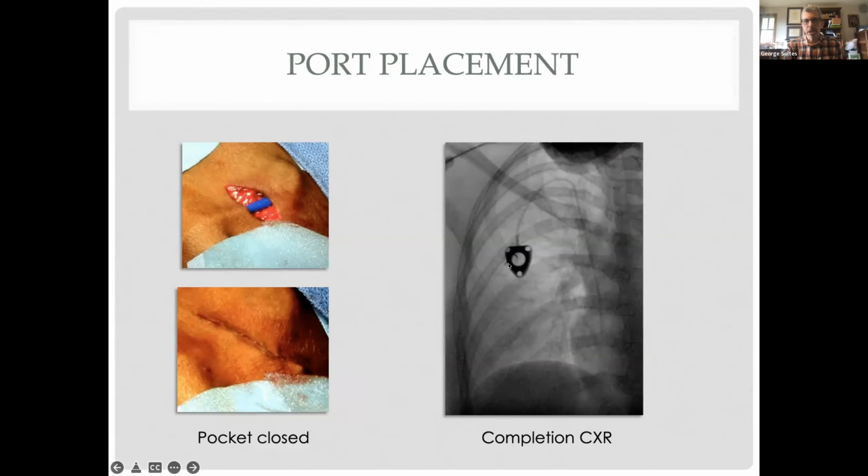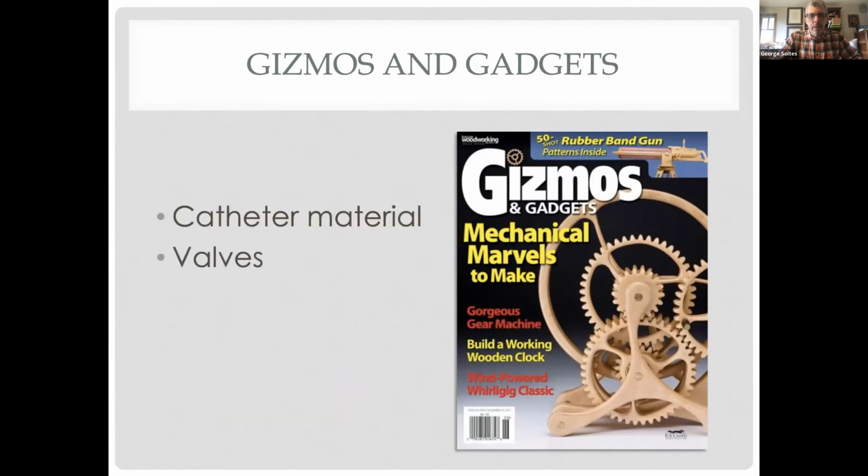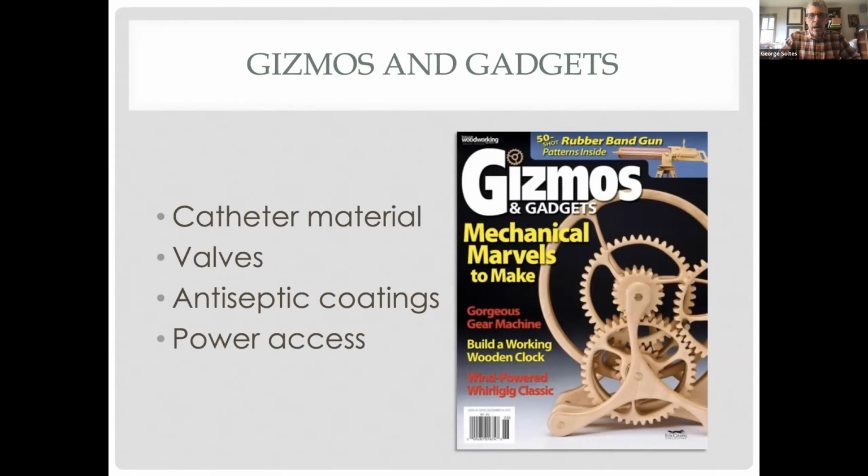And there's the completion chest x-ray. In this case, you can see the Huber needle is in place. There's the port and a nicely placed port catheter. So we're pretty much done with the different kinds of devices. For the last part of this section of the talk, before we get to complications and such, I wanted to talk about some special cases, gizmos and gadgets. Namely, the material the catheter is made out of, different kinds of valves, various kinds of coatings that are supposed to prevent infection, the power access, and finally, the newest thing, apheresis ports.